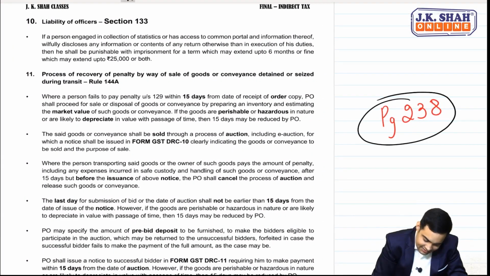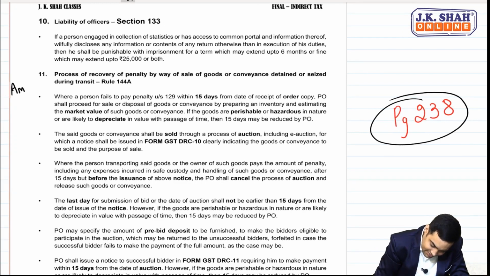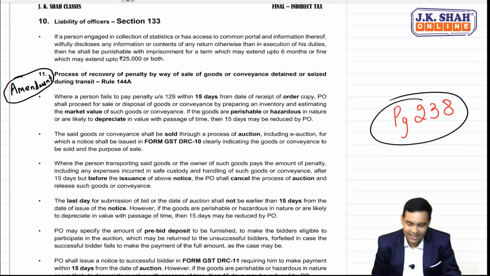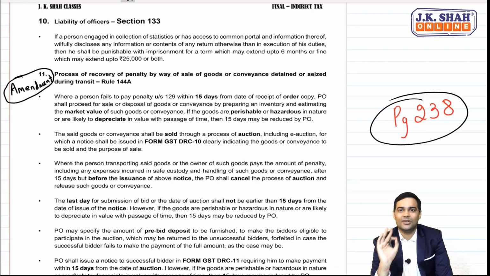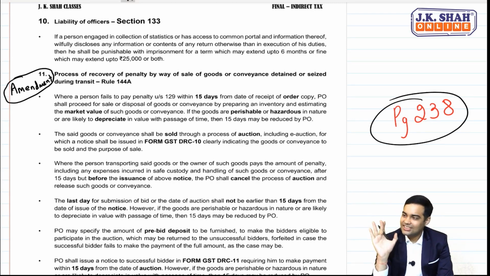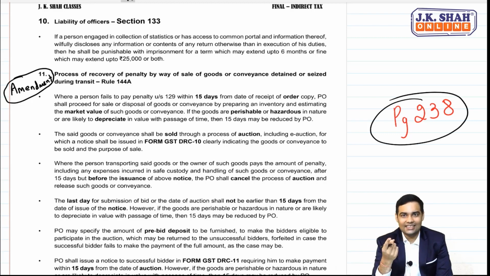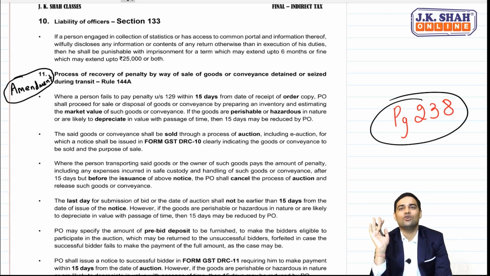Now, page 238, this 11th point is an amendment. Entire process added, very simple process. If I was transporting goods without e-way bill or invoice, penalty under 129 is applicable, which you just saw. Officer will pass an order after notice. After the order, if I don't pay within 15 days, then the officer can sell the goods and recover money.